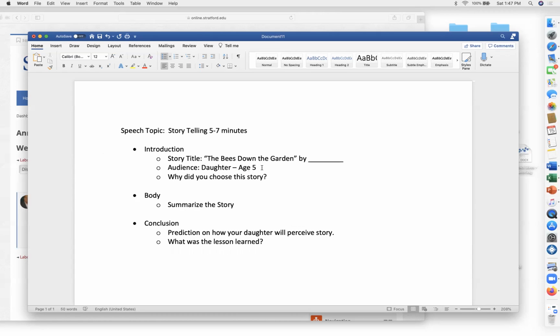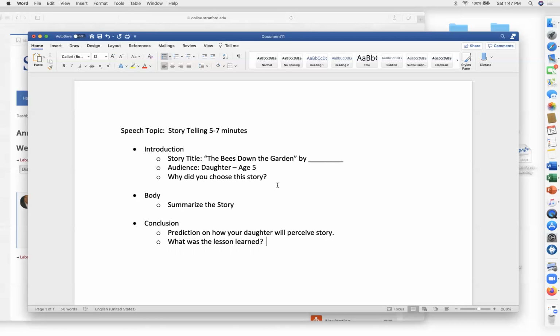The audience, daughter, age 5, and then could you expand it more? Is it appropriate for anybody older? Is it appropriate for anybody younger? Why did you choose this story? Does it have some sort of meaning to you? Did someone read it to you, or maybe you like the graphic, right?